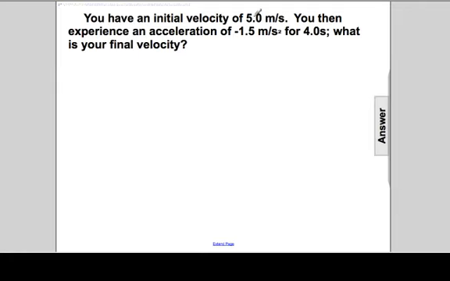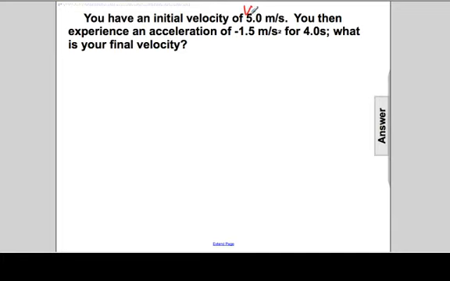If you start off with some speed and then you have a negative acceleration, your velocity is going to change in the negative direction. And the longer you accelerate for, the more velocity change you'll experience. So what we'll do is to just solve this using the same systematic manner we did.